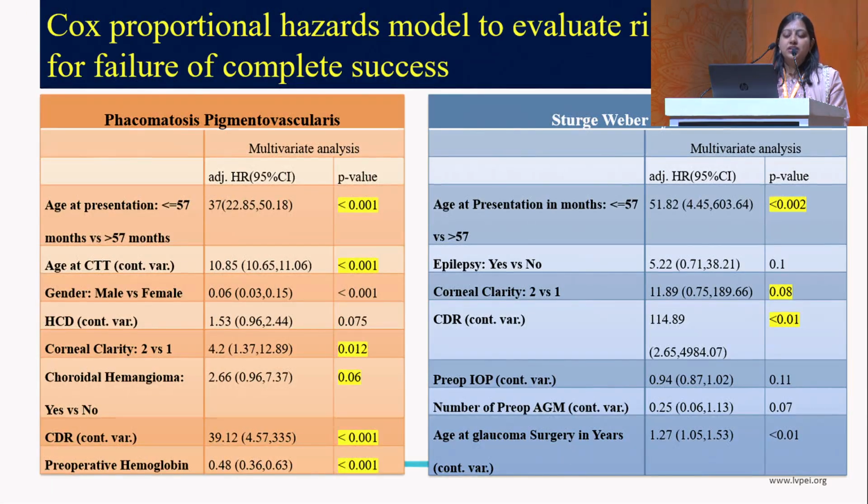And the risk factors for failure of CTT were common, like age at presentation, corneal haze, and higher cup disc ratio. These were the common risk factors between the two groups. Additionally, the presence of anemia and the presence of choroidal hemangioma were additional risk factors in the PPV group.